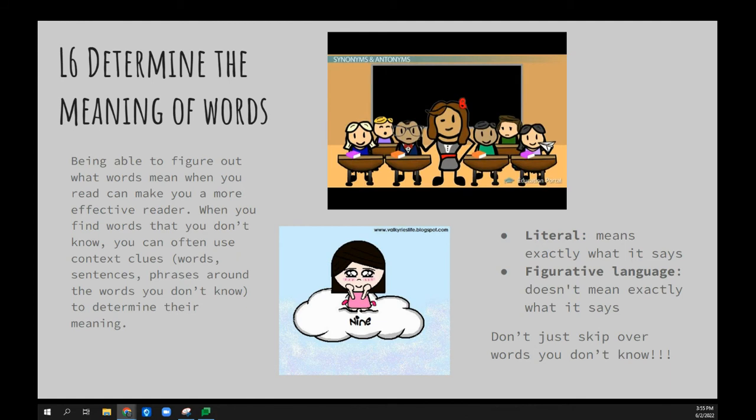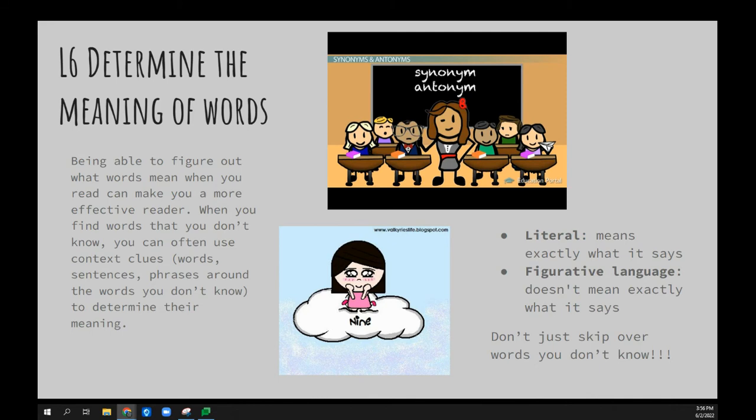Maybe you're thinking, those are two methods, but I want more. Okay. Sometimes you'll see a synonym or antonym nearby. A synonym is another word that means the same thing. An antonym is a word that means the opposite. Oh, and you don't even need to know what synonym and antonym mean to use this method.